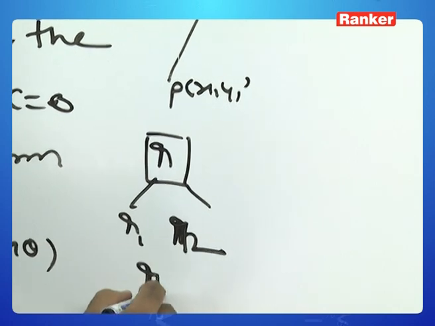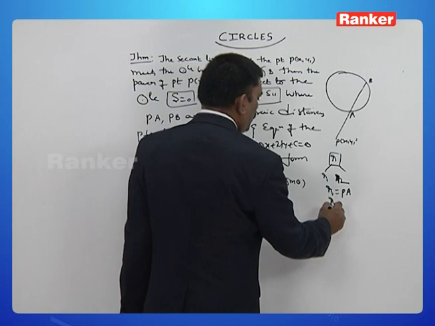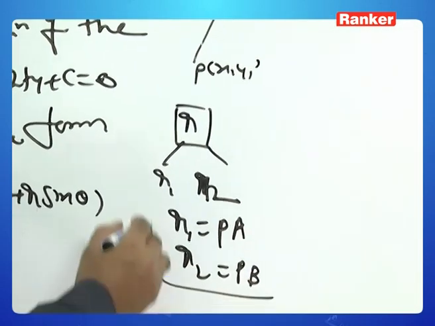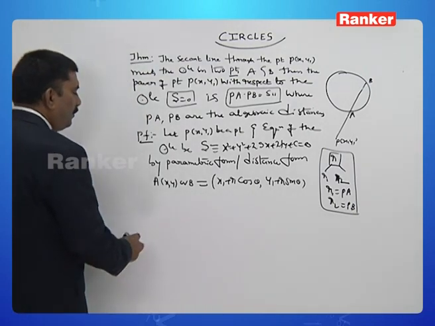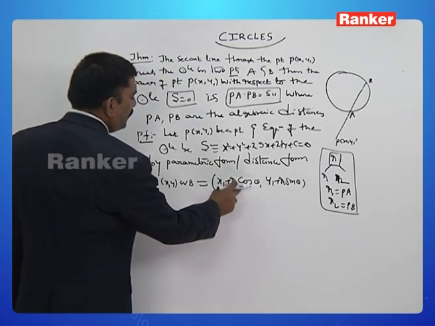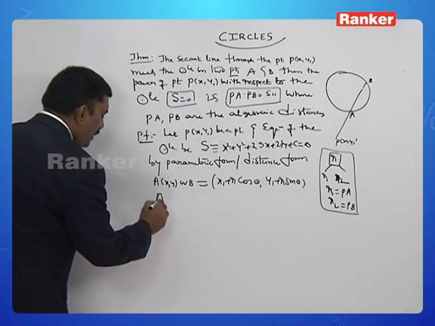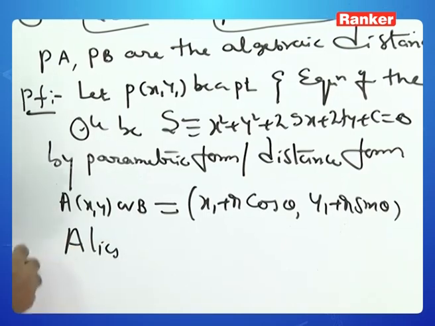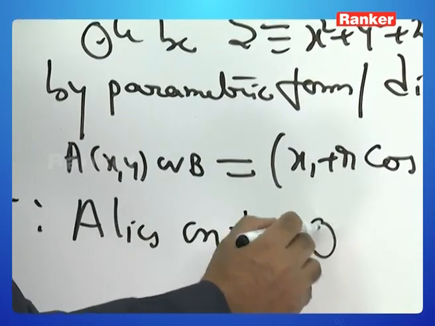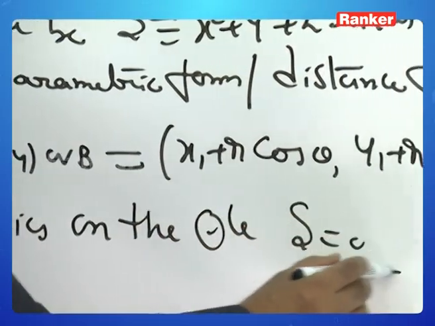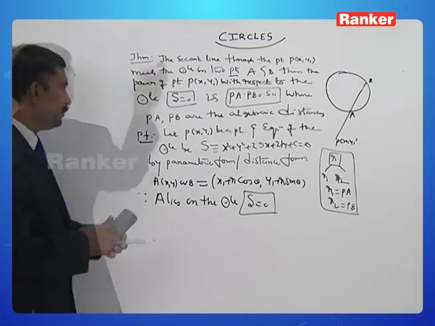So therefore, what is r1? R1 is nothing but distance from P to A. What is r2? Distance from P to B. So therefore, now A or B is equal to x comma y is equal to x1 plus r cos theta, y1 plus r sin theta. Therefore, since A lies on the circle, S is equal to 0.